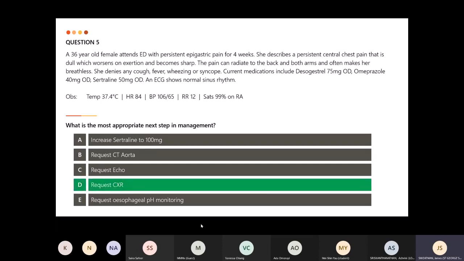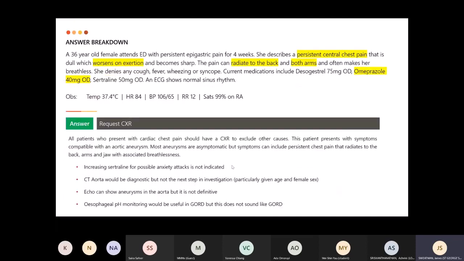So the answer was to request a chest X-ray, and the other most common answer was to request a CT aorta, which is absolutely fair. But remember, stepwise management. So cardiac chest pain. Everyone who's got cardiac chest pain should have a chest X-ray to exclude other causes. So that's the reason why it's a chest X-ray. So anyone with chest pain needs to have other causes excluded, even if you're very smart and you know this sounds like a thoracic aneurysm.